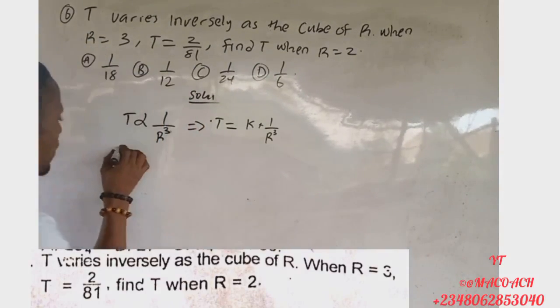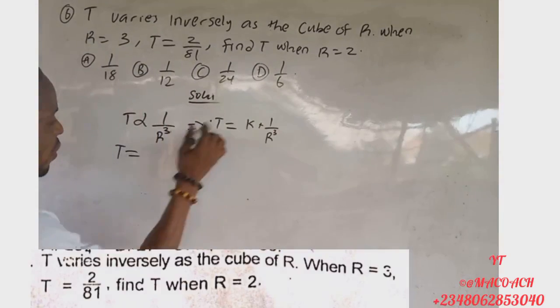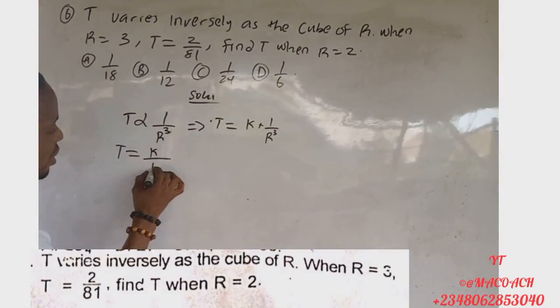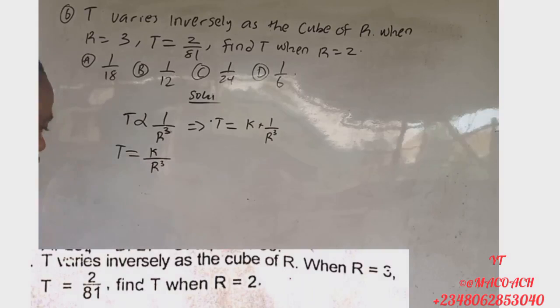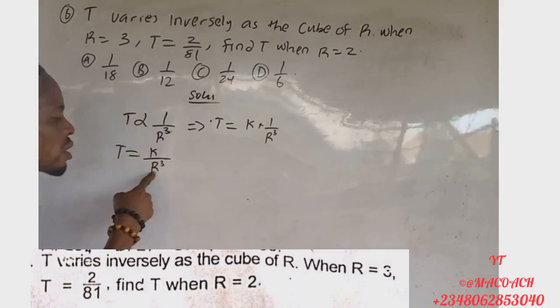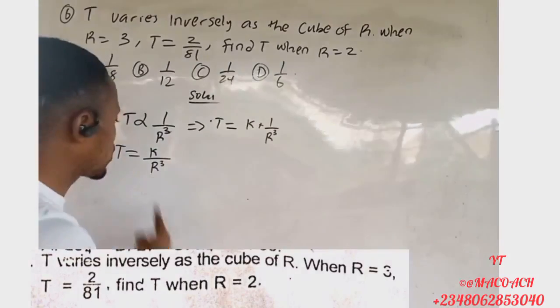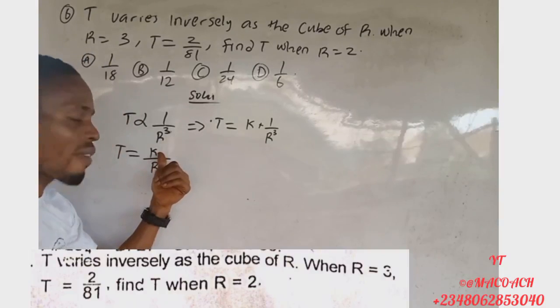Okay, now we have t is equal to k divided by r raised to the power 3. So the next step is to find the equation that connects t and r together. To get the equation, you have to find the value of the constant.